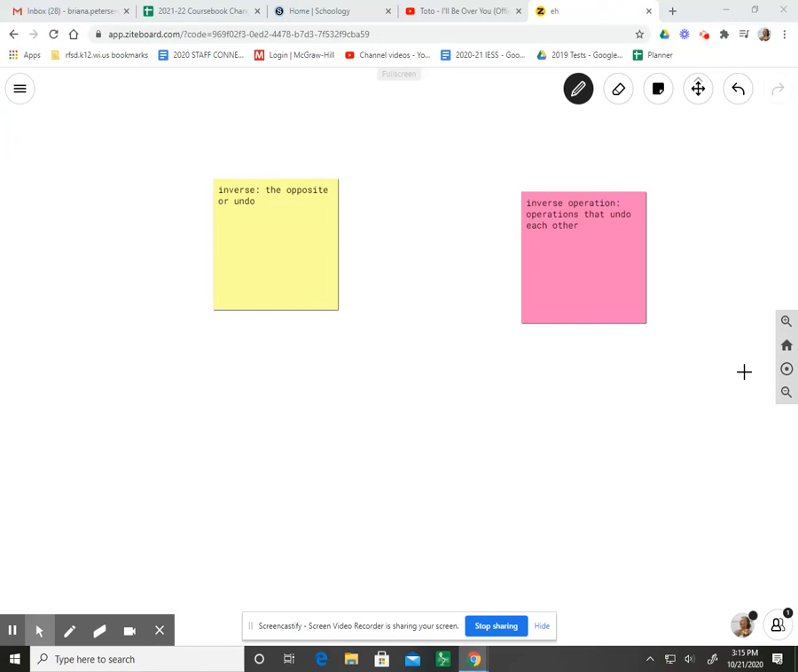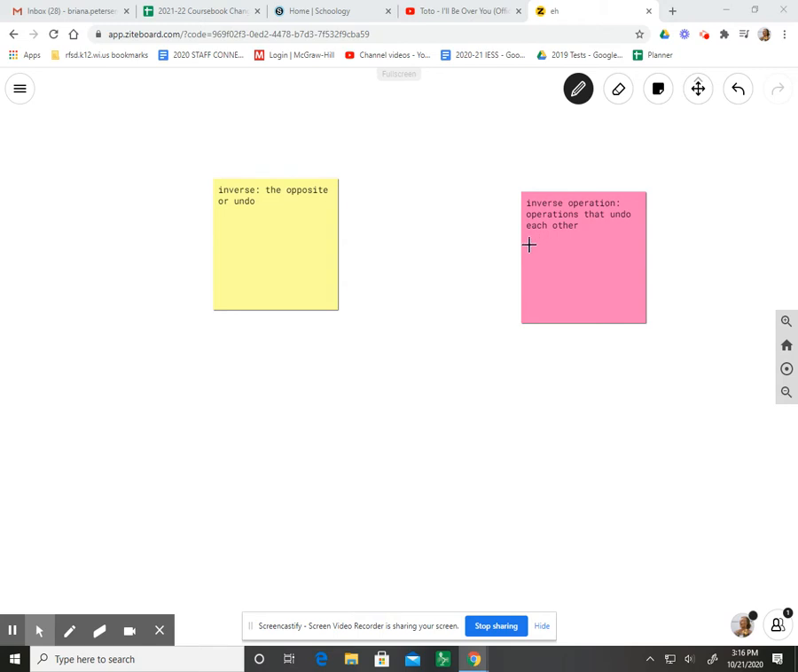Alright, so we are going to be starting chapter 3, which talks about solving equations. But before we talk about solving equations, I want to talk about this key idea that we're going to use when we solve equations. That key idea is an inverse, or should I say inverse operations. The word inverse means the opposite or to undo. So an inverse operation is operations that undo each other.